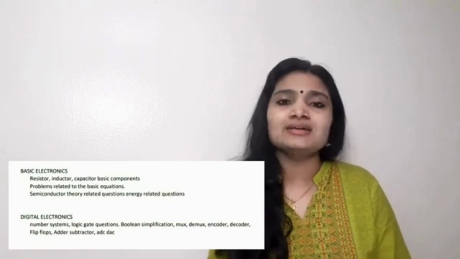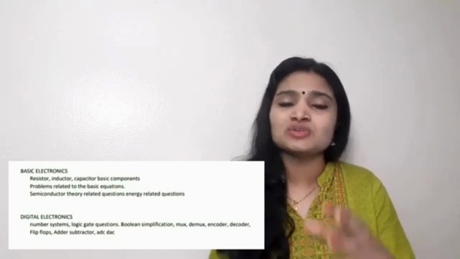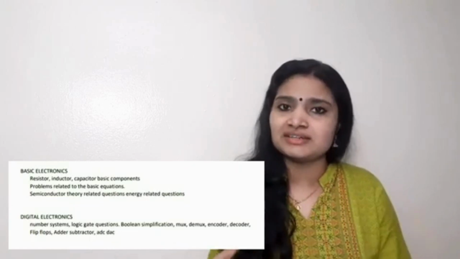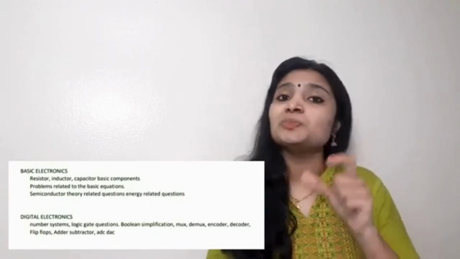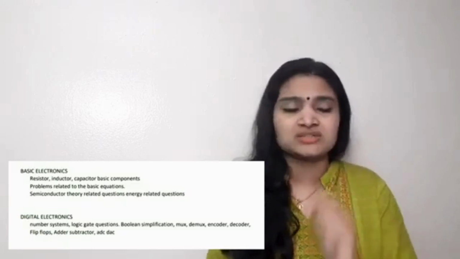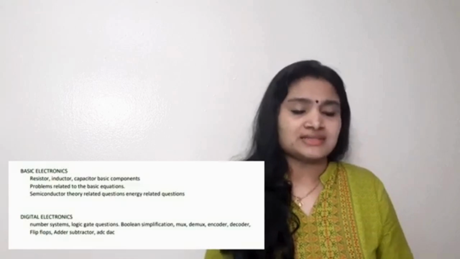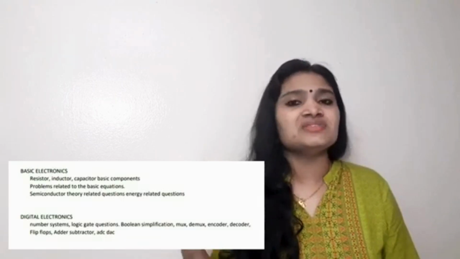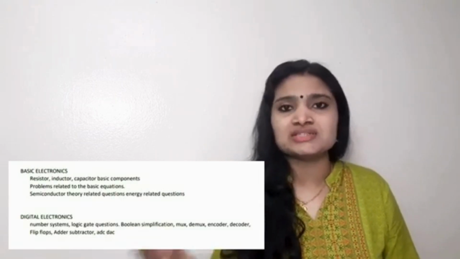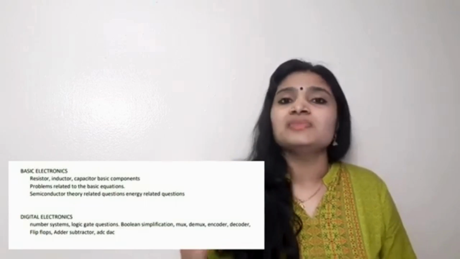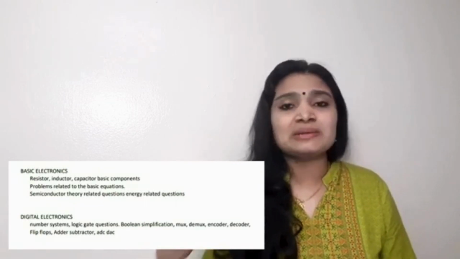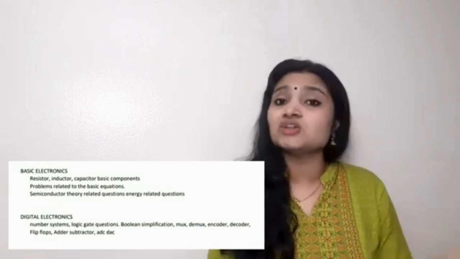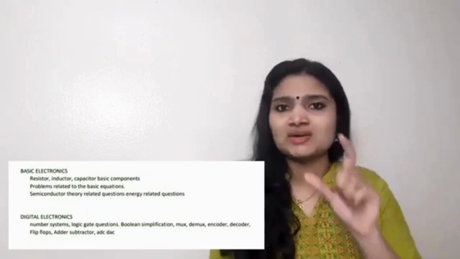You should study the relation of various terms or variables in these equations, how the variation of one variable affects the other, and also practice more problems connected with these basic equations. Next, semiconductor theory and the questions related to it. For example, intrinsic semiconductor, holes, electrons, then extrinsic semiconductors, then the energy levels and Fermi level. All these are important. These are the important topics I have listed from the basic electronics subject.